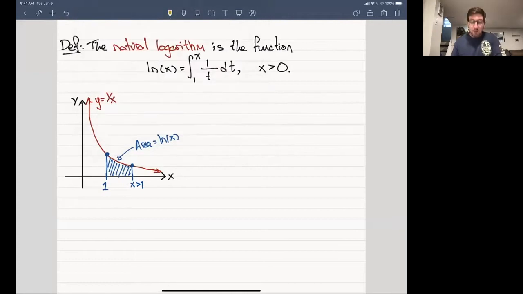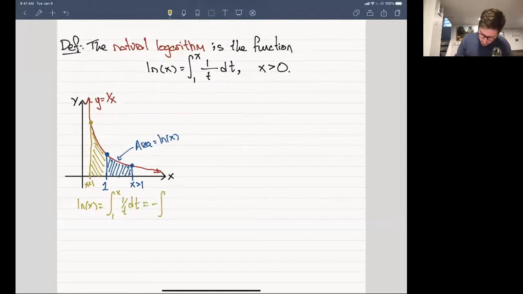Similarly, if x is less than 1, so let's say over here, x less than 1, well, we're computing an area, but what you can see is that the upper bound is smaller than the lower bound on this integral, right? So in this case, we have ln of x is equal to the integral from 1 to something smaller than 1 of 1 over t dt, which is the same as, if we remember our properties of definite integrals, the integral from x, up to 1, of 1 over t dt.